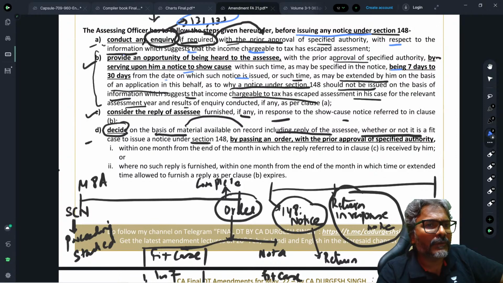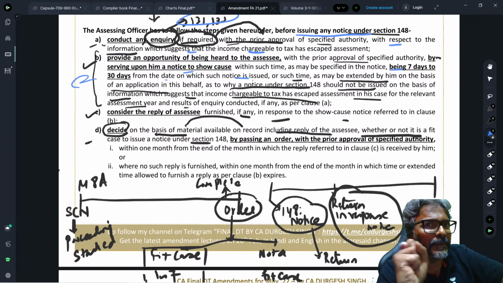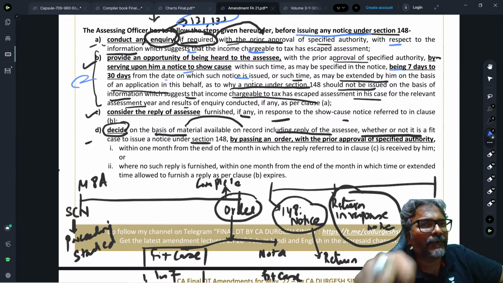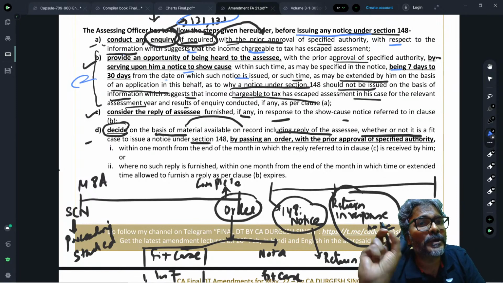Now, question to all of you over point number B is this: whether that information which is there in the possession of the department needs to be put up in the show cause notice, for the assessee to explain to him the reason why, on the basis of this information, I should not be doing a reassessment on you. Should that information be put up?